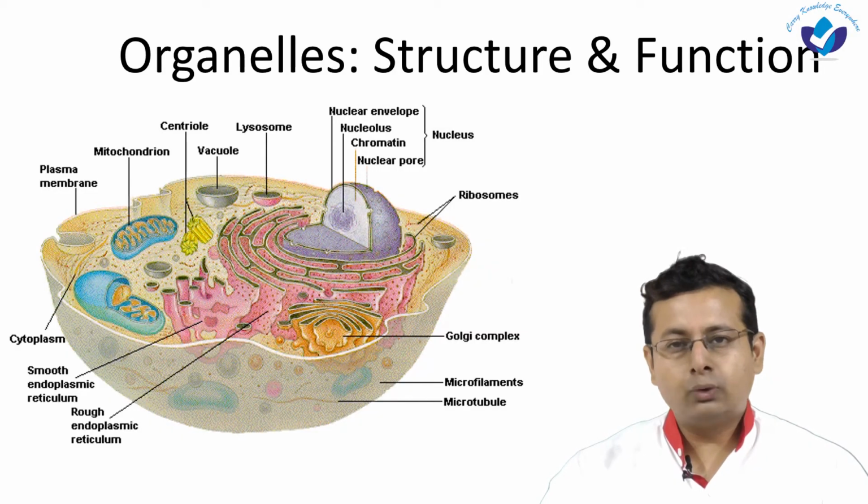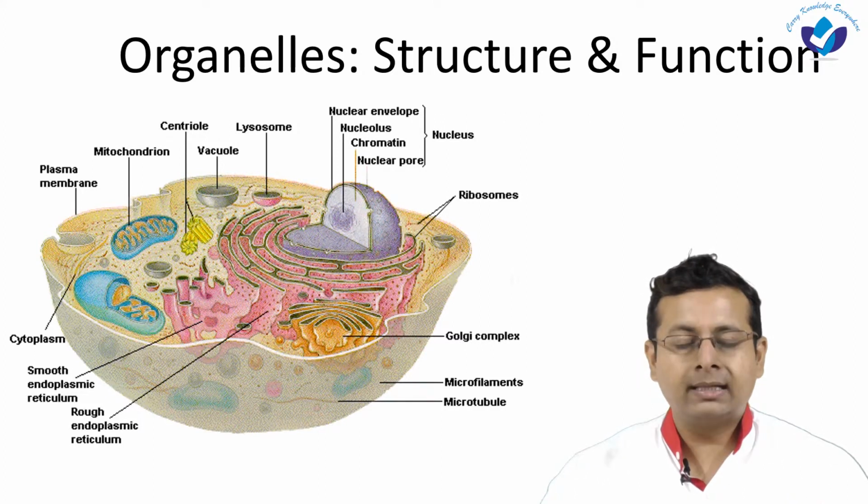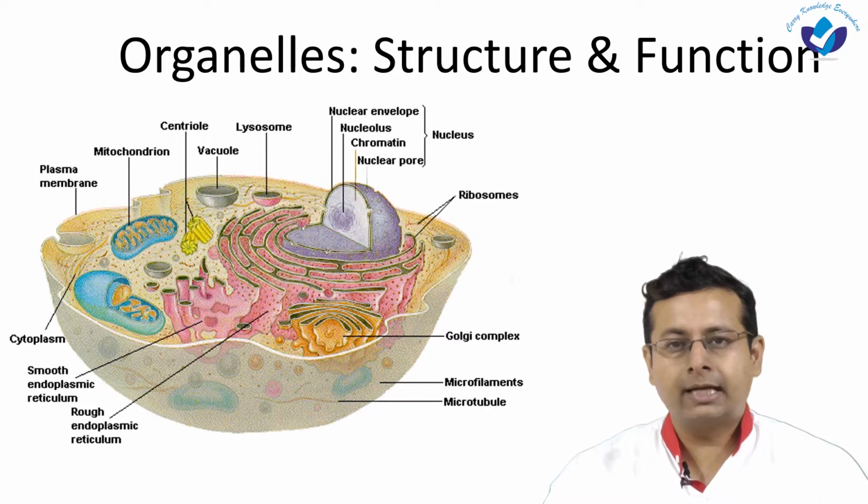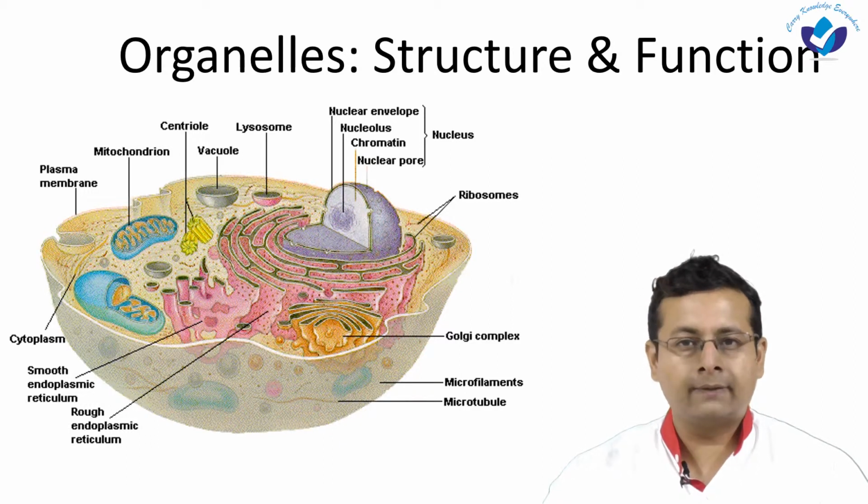So let me first give you an overview of how complex the intracellular architecture is and how many different types of organelles are present. Depending upon what type of cell we are talking about, there are different types of organelles present inside the cell. As you can see over here, this depiction clearly indicates how complex the intracellular environment is.